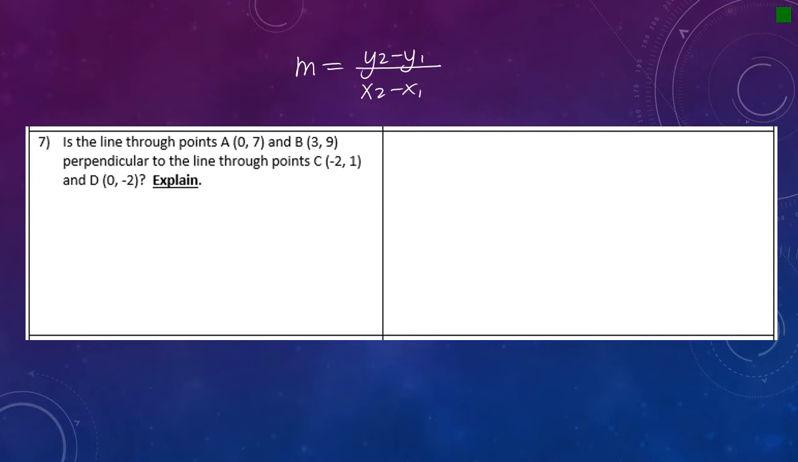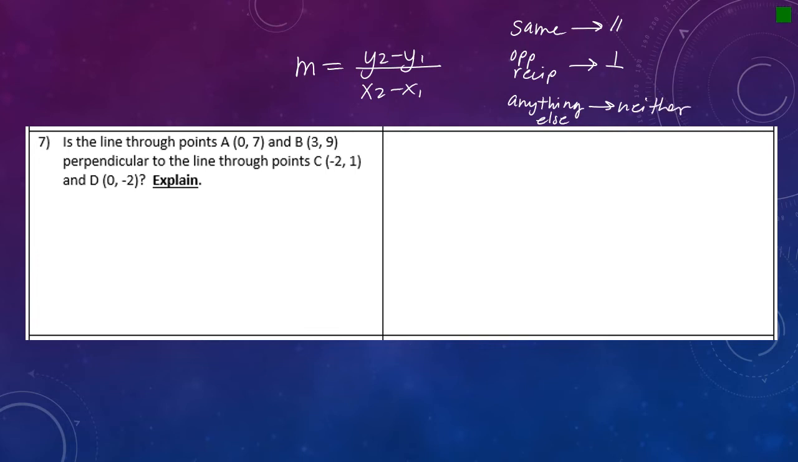So I have to do two slope formulas, and then at the end we're going to look at our slopes and decide if they are the same. So that would mean that they're parallel. If they're opposite reciprocals, that means that they're perpendicular lines. And if it's anything else, that means they're neither.